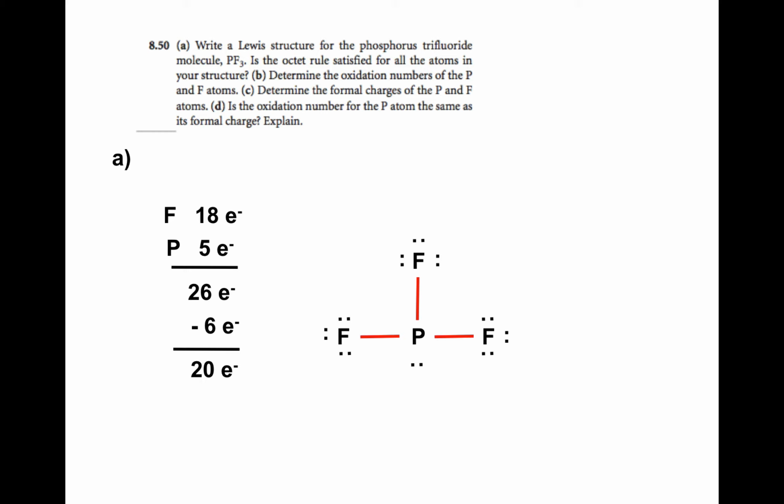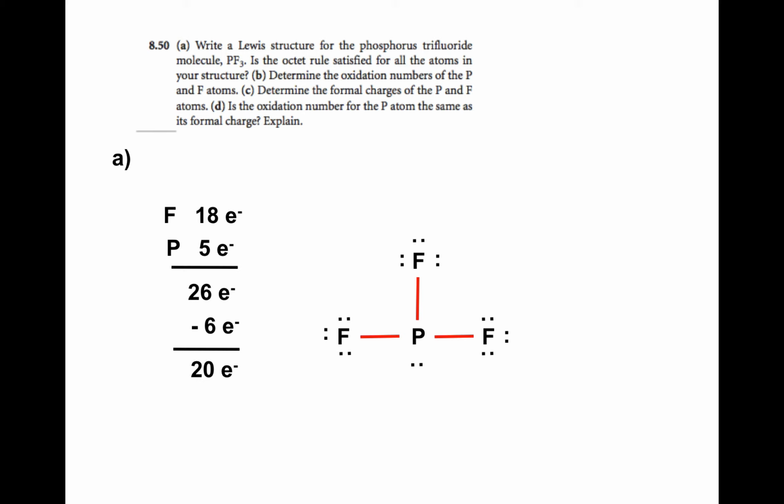B, determine the oxidation numbers for the phosphorus and the fluorine. Well, first thing, before we do that, we have to make sure whether there's any formal charge. So the electron count around each fluorine is 7. 7 minus 7 is 0. Phosphorus has an electron count of 5 and a valence of 5, so there is no formal charge.